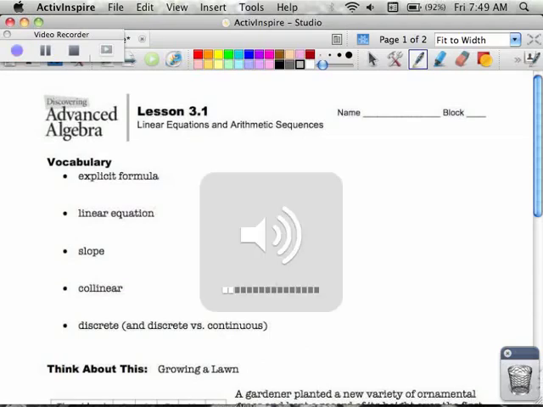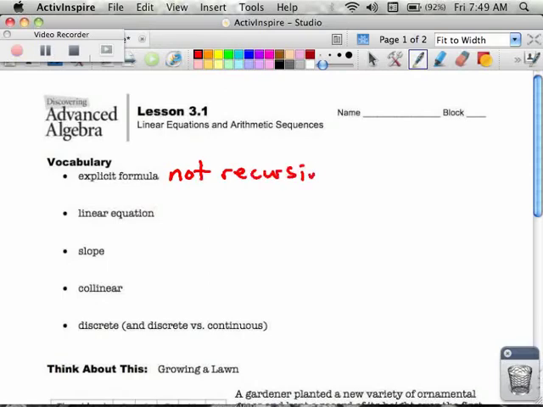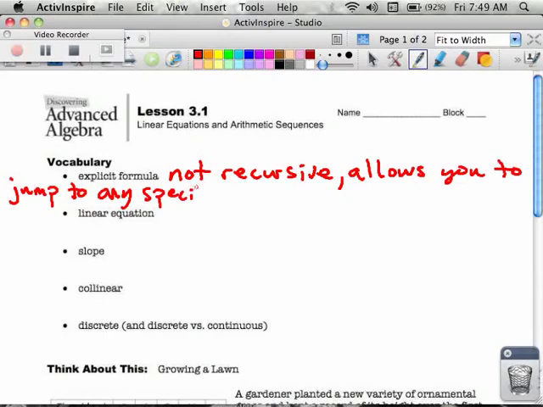Associated with this explicit equation information. An explicit formula is not recursive, and it has x's and y's, so it's not recursive, which means it allows you to jump to any specific value. So for example, we're talking about equations like y equals 3x minus 7. That's an explicit equation.